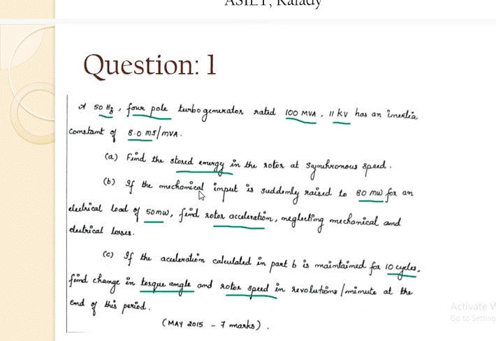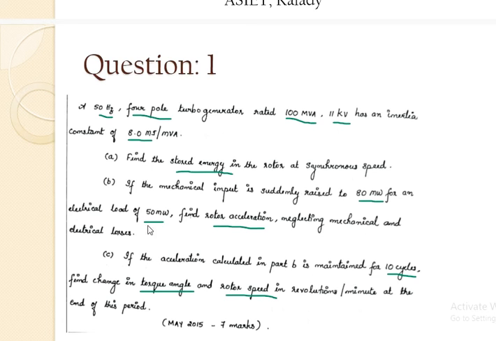Now the second question: if the mechanical input is suddenly raised to 80 megawatt, that means your mechanical power PM is equal to 80 megawatt, for an electrical load of 50 megawatt, that means your electrical power PE is equal to 50 megawatt. Find the rotor acceleration. Rotor displacement is represented by delta. If displacement is delta, how will you calculate acceleration? It would be d square delta by dt square, right?